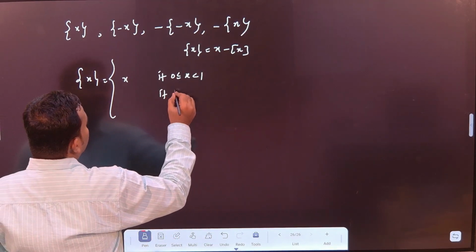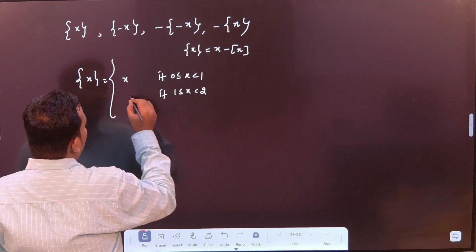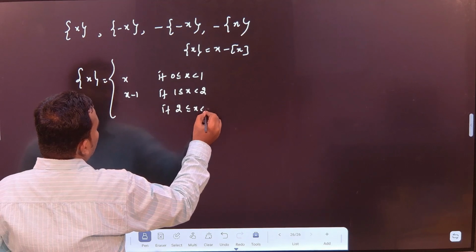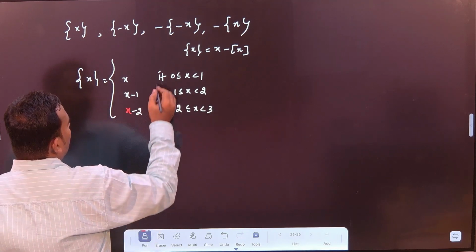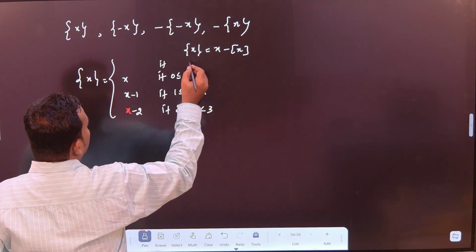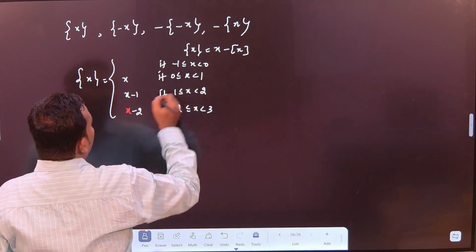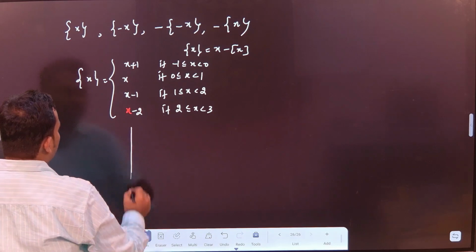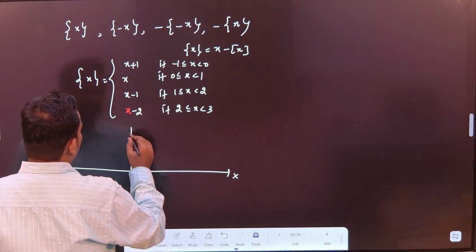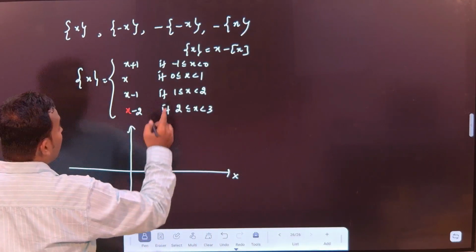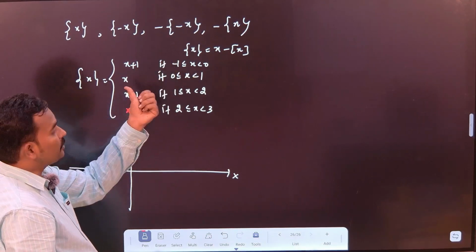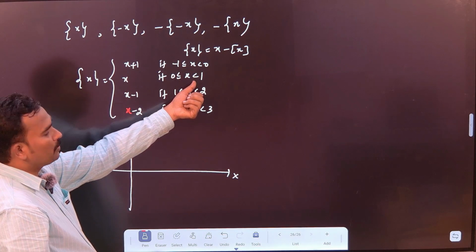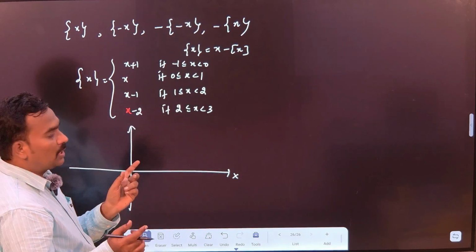When you take x from 1 to 2, this will be x minus 1. If x is 2 to 3, then it will be x minus 2. When you take x from minus 1 to 0, this will be x plus 1. You know the definitions, right? Then how to draw the graph of the fractional part function? The range is 0 to 1 only. Minimum is 0, maximum is 1, but you should not take 1.